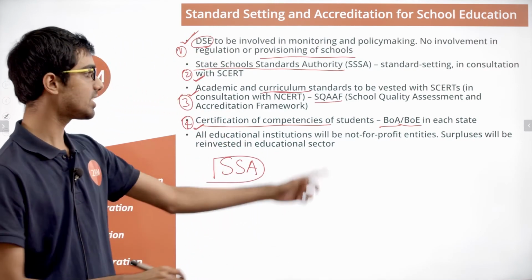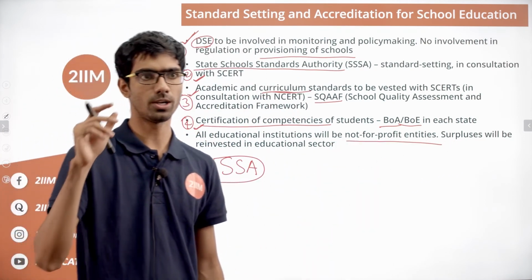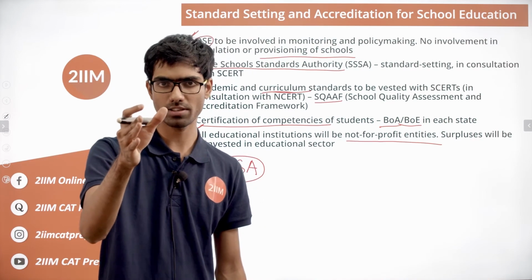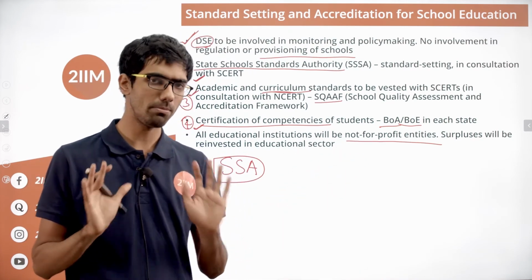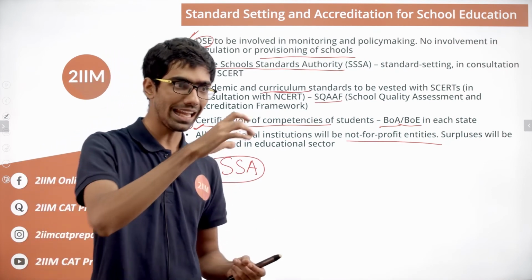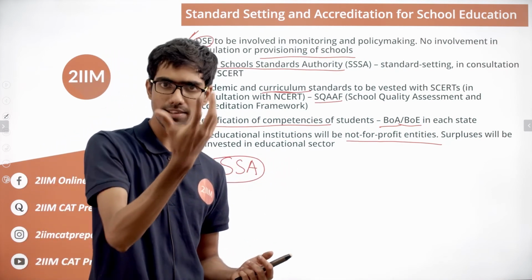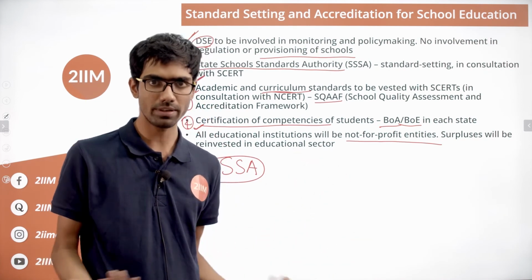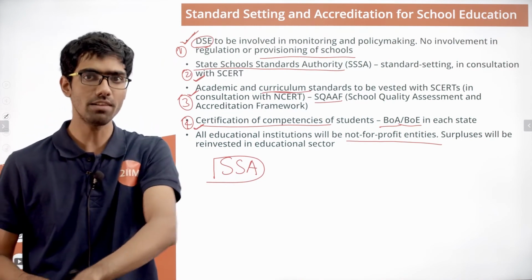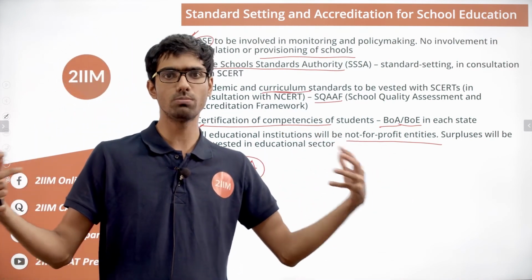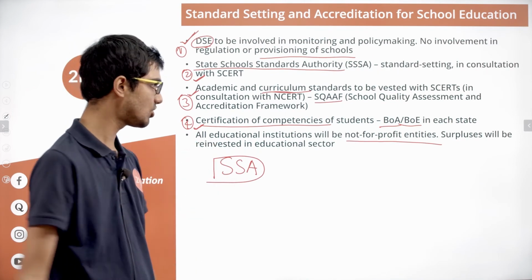And all education institutions will be non-profit entities. No school should project itself as a for-profit entity. What does a not-for-profit entity essentially mean? It means that any income surplus or revenue surplus that the school gains through the course of its functioning has to be reinvested back into education itself, and it shouldn't go to some other avenue. So that's what the policy puts forth as such.